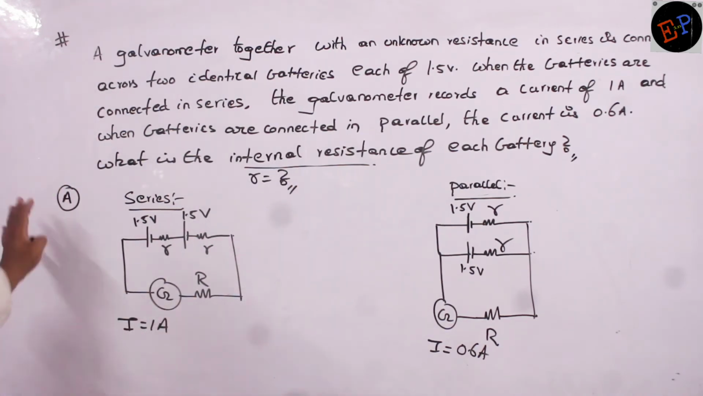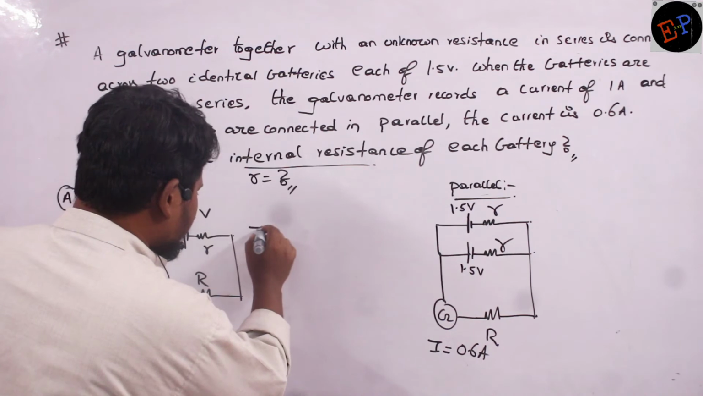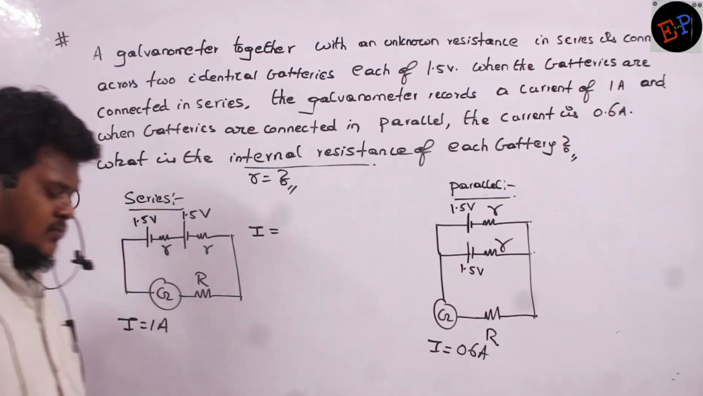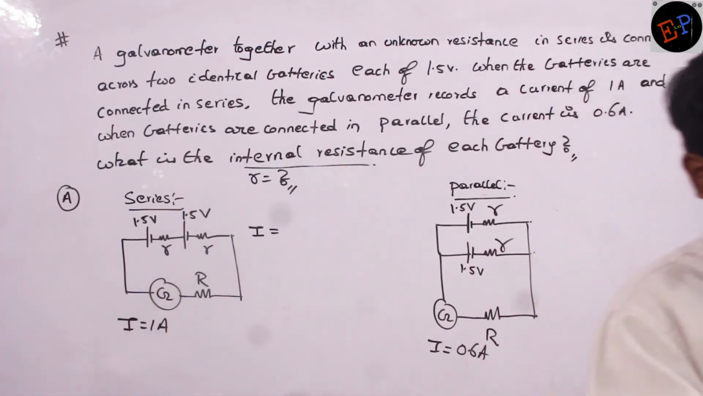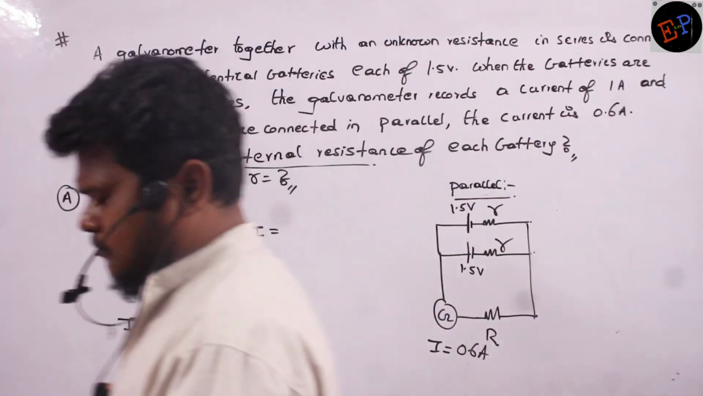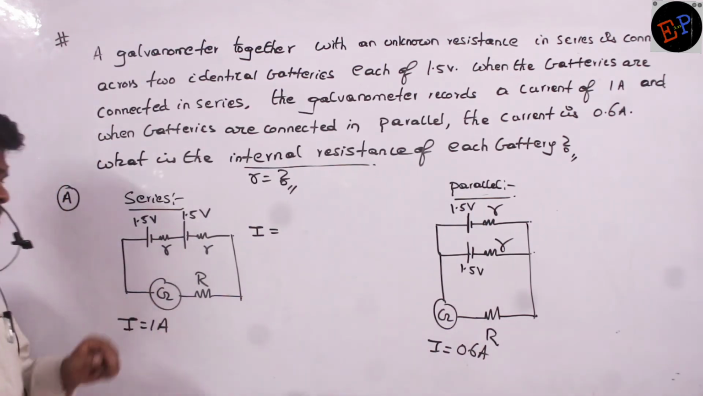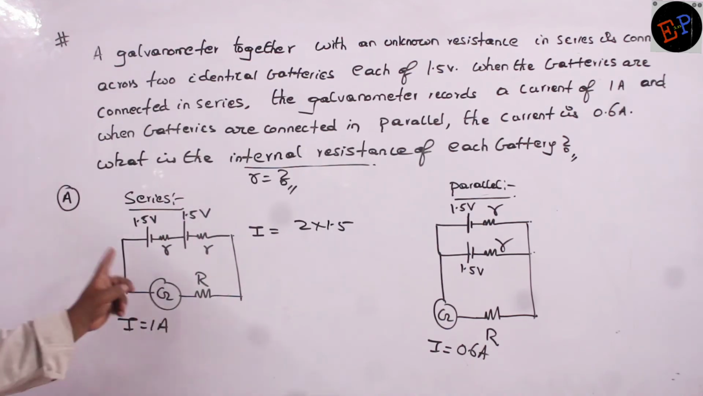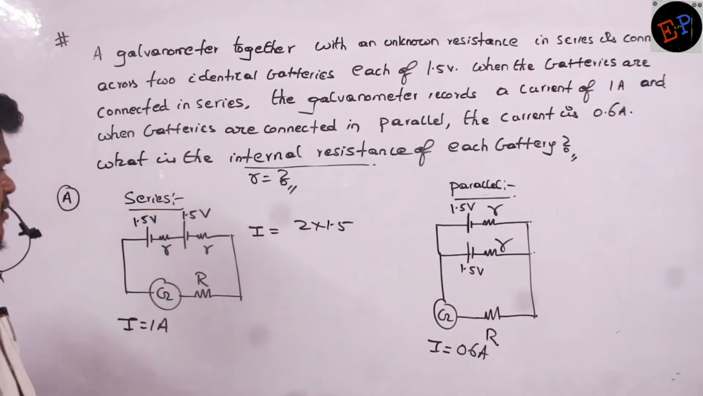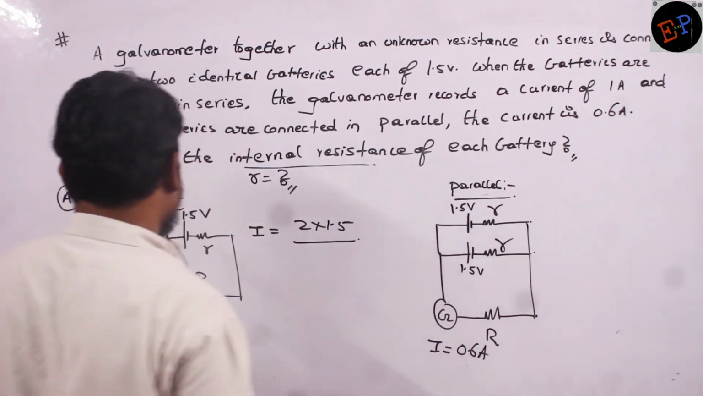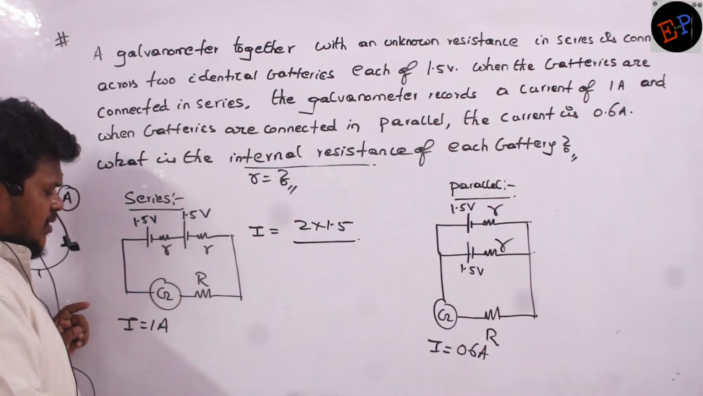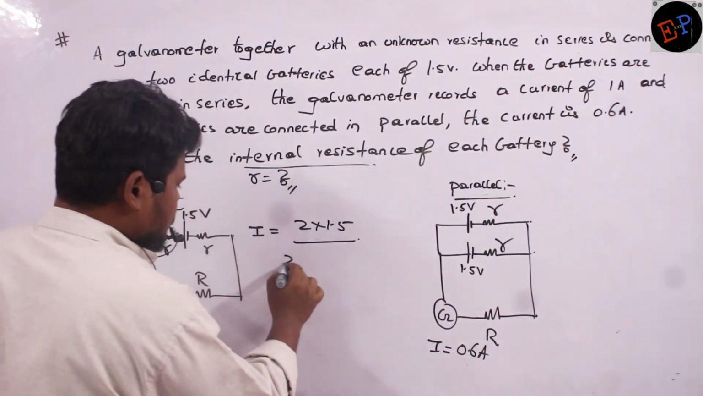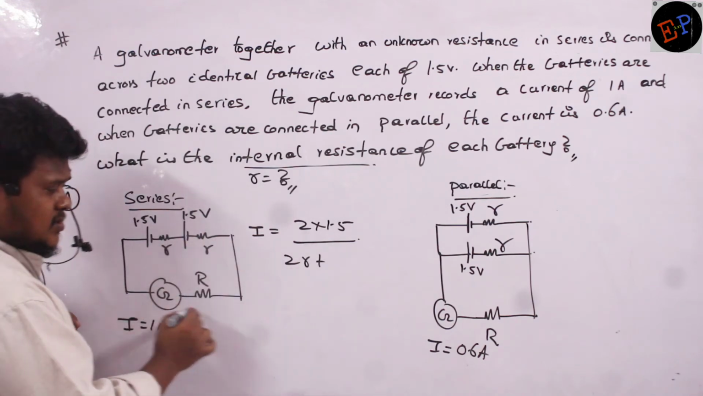Now how can I calculate the total current flowing in this circuit? I is equal to V by R. V is how much? R is how much? V is 2 into 1.5 because they are connected in series. Series means you have to add the EMF of the cells. So this is the total EMF. I is equal to V by R. Total resistance: these two are in series, 2R, and this one also in series, plus capital R.